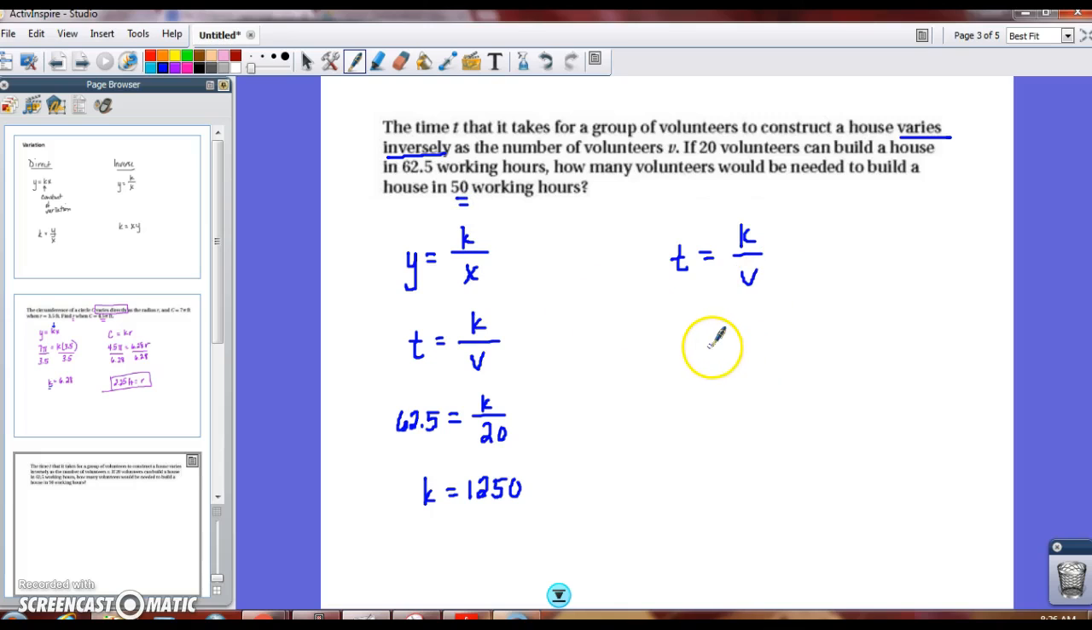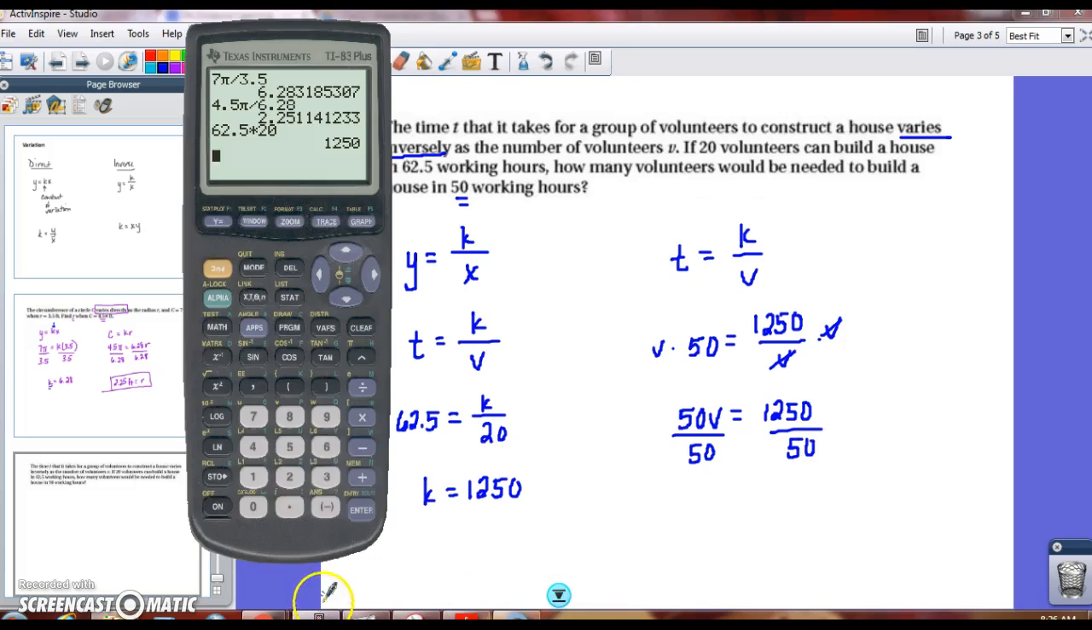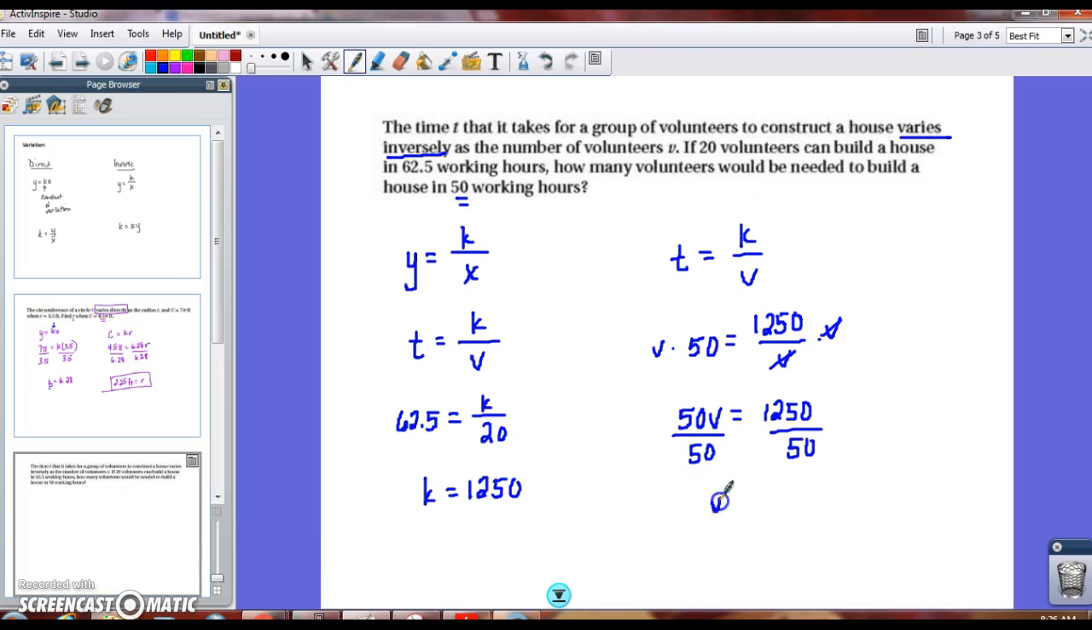So I have, let's see, 50 is equal to 1250 over v. Now, if you cross multiply here, or if you multiply both sides by v, you can think of it that way. Here my v's cancel, so I'm left with 50v is equal to 1250. And then I'm just dividing both sides by 50. And when I do that, I end up with 25. So in that case, I would need 25 volunteers.